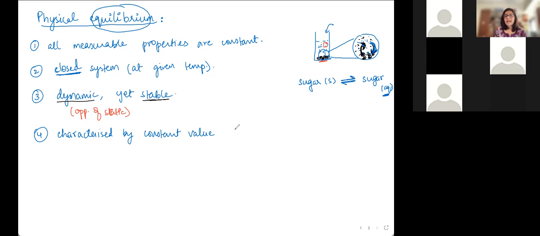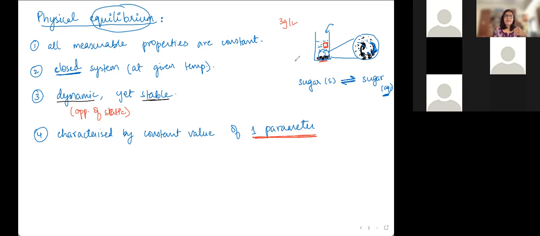Next point, it is characterized by the constant value of one specific parameter. We just gave a random word, parameter, because what this one parameter is depends on what process it is. So if I'm looking at a solution, the constant parameter will be the concentration of the solution. So if I've dissolved, let's say, 3 grams per liter of sugar, then it's always going to be 3 grams per liter of sugar, even though this whole process is taking place.